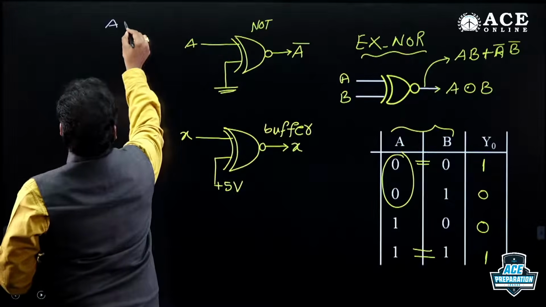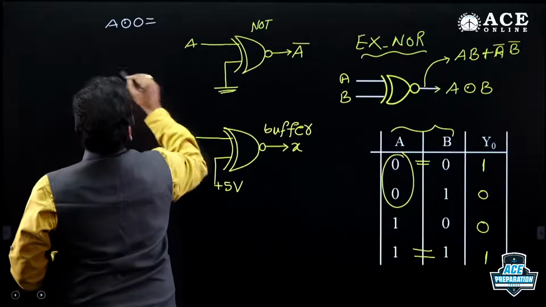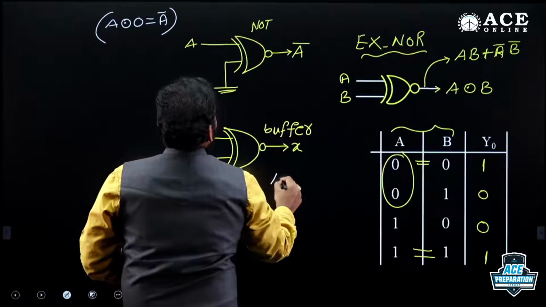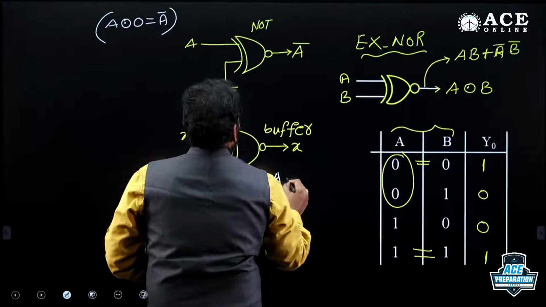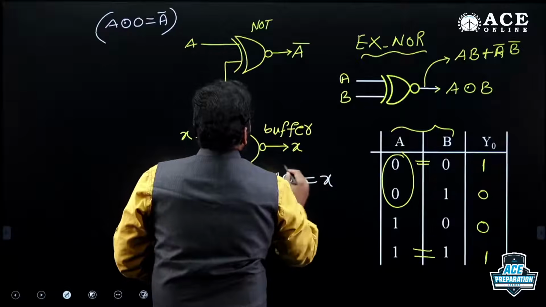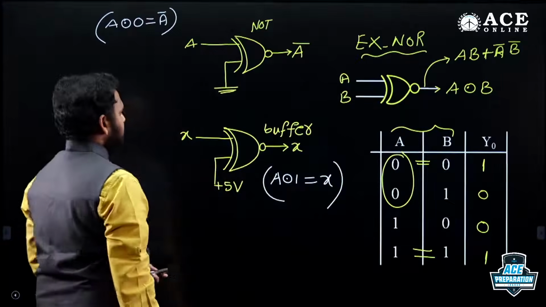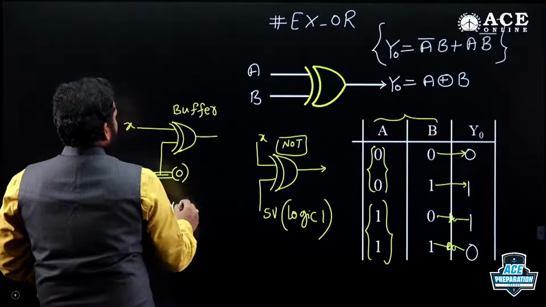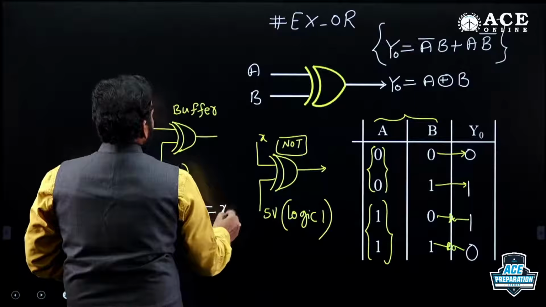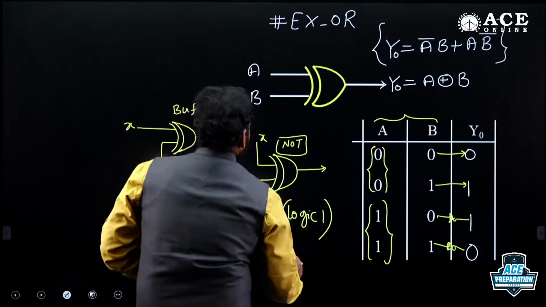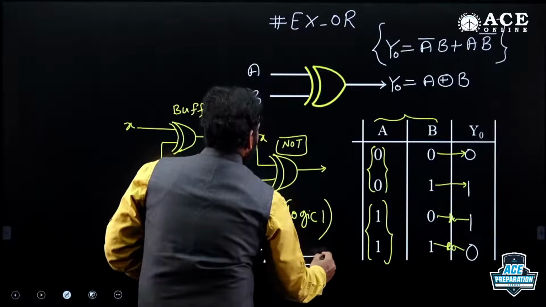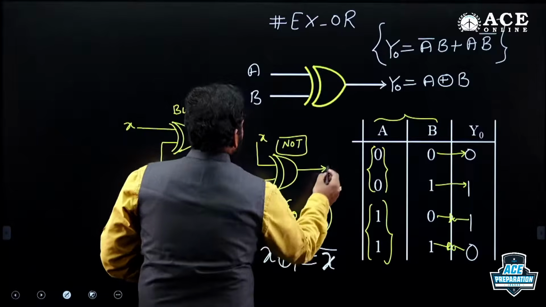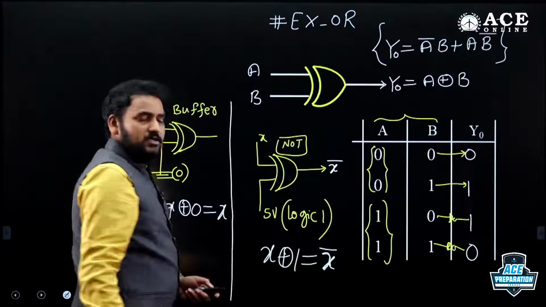So, here you can write, can I write like this? A XNOR 0 is equals to A bar. A or X, whatever. XNOR 1 is equals to X. X XOR 0, one input is 0, buffer, X. X XOR 1, one input is 1, inverter, X bar. Inverter or NOT gate.